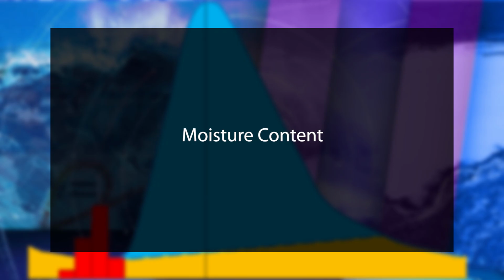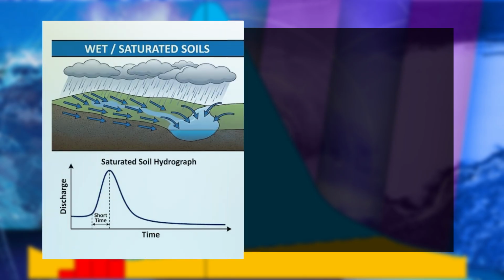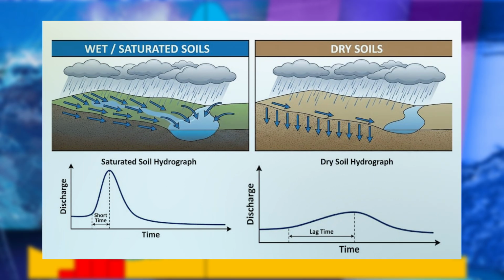So far as the moisture content is concerned, in antecedent conditions, wet or saturated soils generate quick and significant runoff with high peak discharges. Dry soils absorb more water initially, delaying runoff and reducing peak flow.